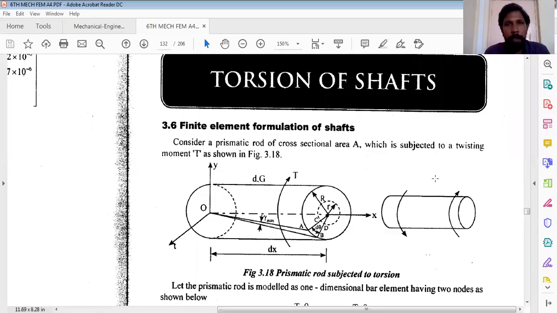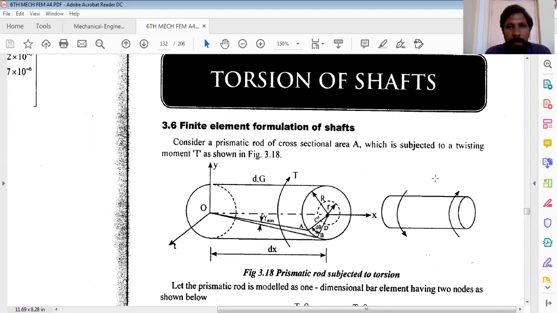Hello everyone. Let us continue with module number 3, wherein I have started with beams and shafts. In beams, I have completed the stiffness matrix of beam, shape functions of beam element, and load vector due to UDL, and a few numericals related to beams that I discussed in the previous lecture. So let us today start with the torsion of shaft.